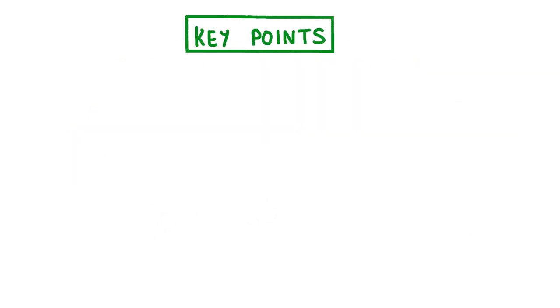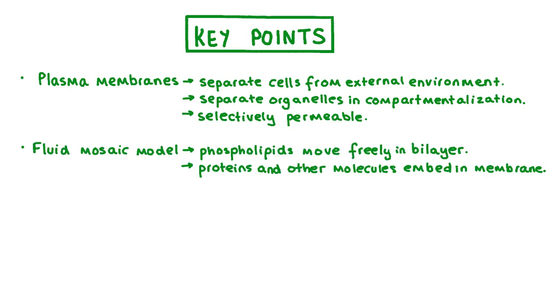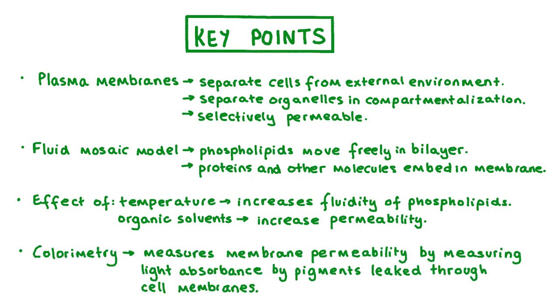Let's review the key points we've covered in this video. We've learned some of the functions of plasma membranes. We learned about the fluid mosaic model and how it describes the composition of plasma membranes, and how temperature and organic solvents can affect membrane fluidity and permeability. Finally, we learned how colorimetry can measure membrane permeability.